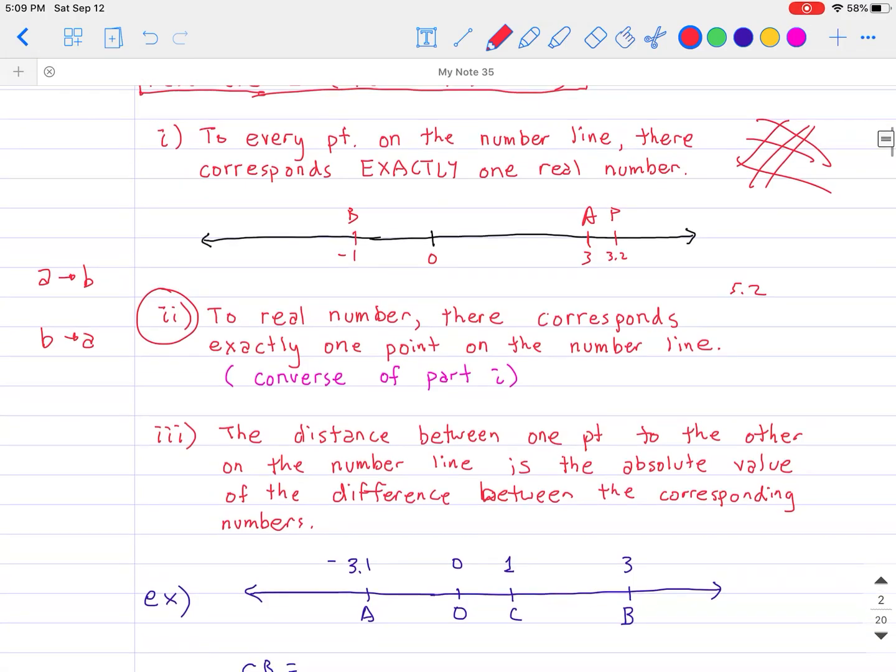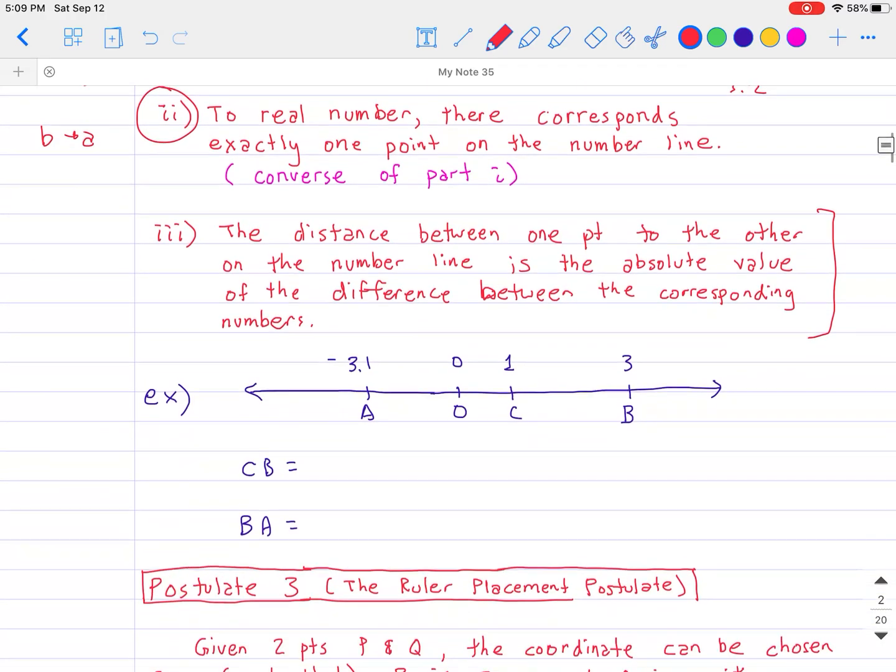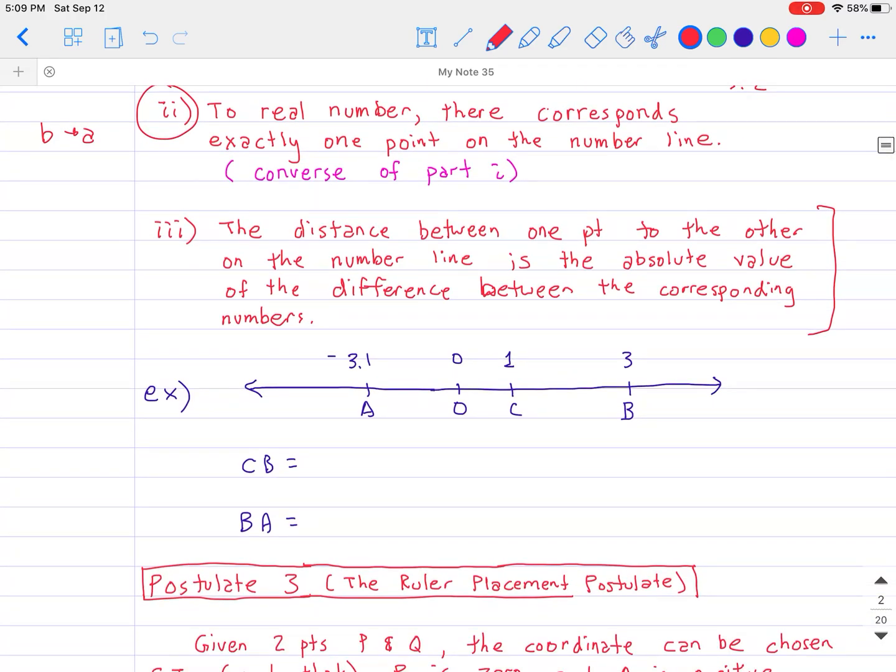Now, the last one says that the distance between one point to the other on the number line is the absolute value of the difference between the corresponding numbers. So this is referring back to last time when we were talking about how to find the distance between two numbers using absolute value. And here it's telling us what the formula is. So here you can see I drew the number line once again, and I'm going to go ahead and assign some numerical values to some points.